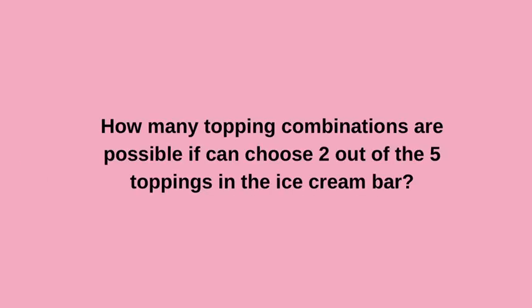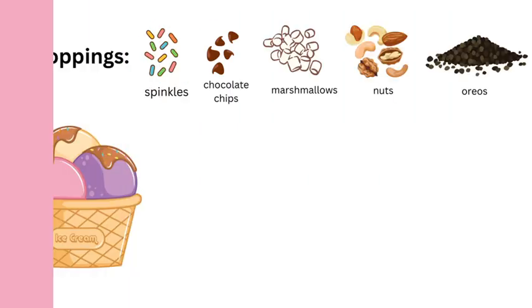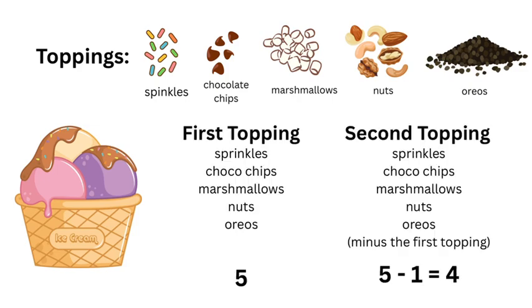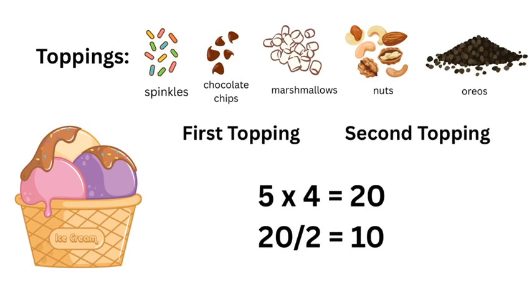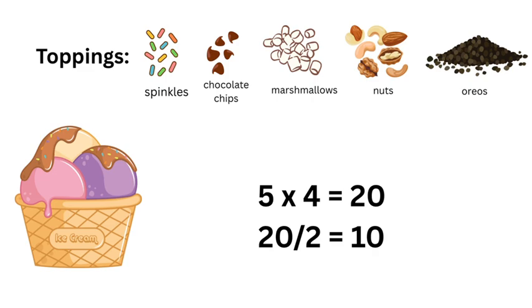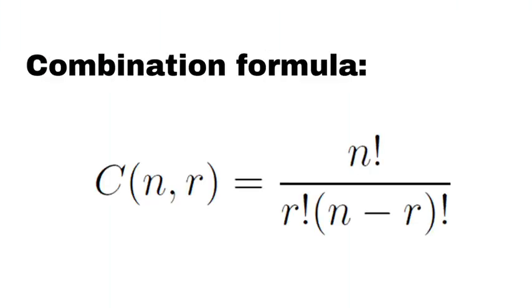How many topping combinations are possible if you can choose 2 out of the 5 toppings in the ice cream bar? First, we need to find the total ways to pair the toppings. Since we have 5 options for the first topping and 4 on the second, we can make 20 pairs. But since these pairs appear twice, we divide it by 2. And we can only have 10 combinations of toppings. In mathematical form, you may use this formula.